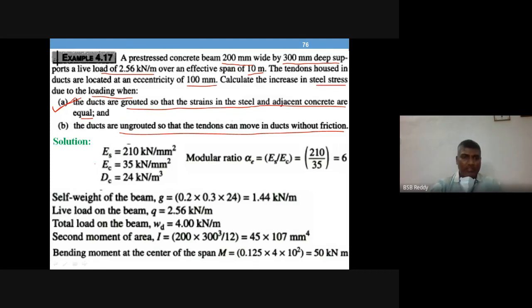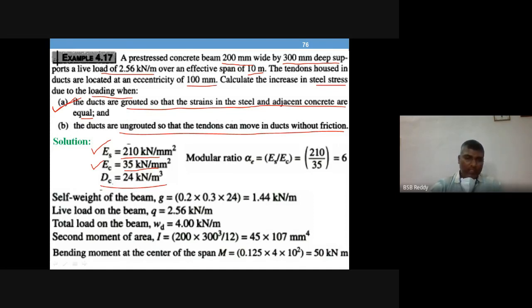Okay, so let us see the data. Young's modulus of steel, take a value, it is not given, and Young's modulus of concrete, assume some data if you are not having the data. So 35 megapascal, grade of 35 concrete.